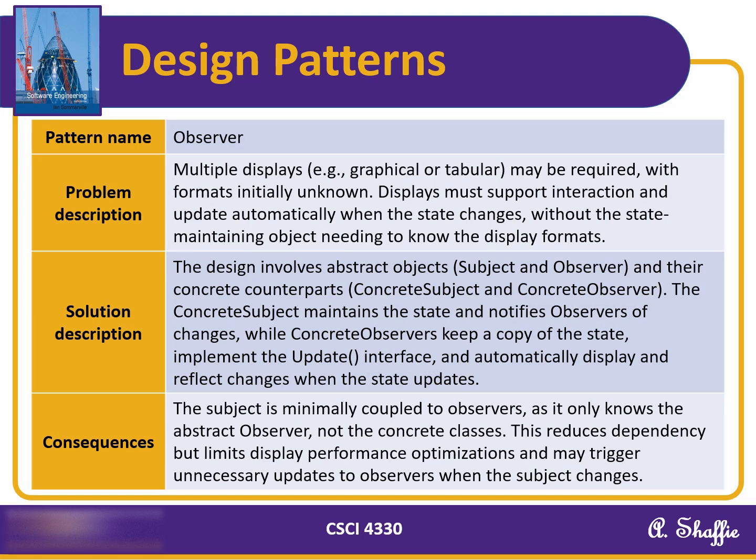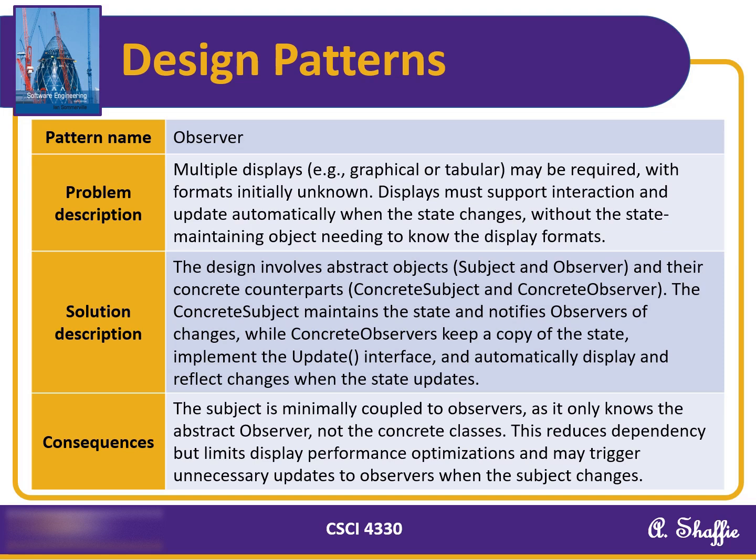Solution description. The pattern has two types of objects. Abstract objects. We have two of them, the subject that keeps track of the state and the observer that reacts to changes. And concrete objects, and we have also two objects here. The concrete subject sends out the updates, and the concrete observer keeps their own copies of the state, updating and showing the changes automatically.